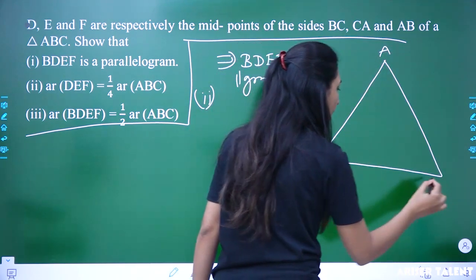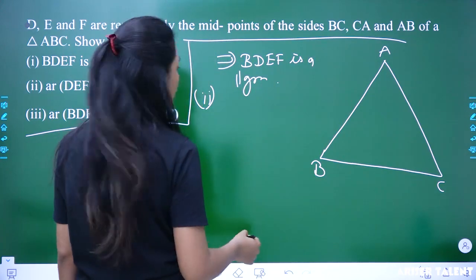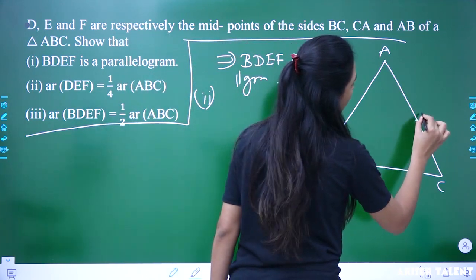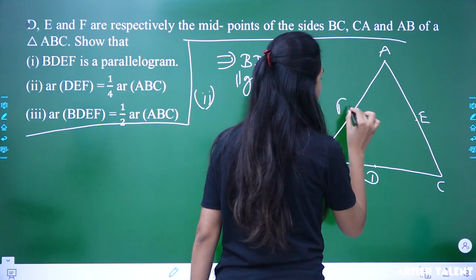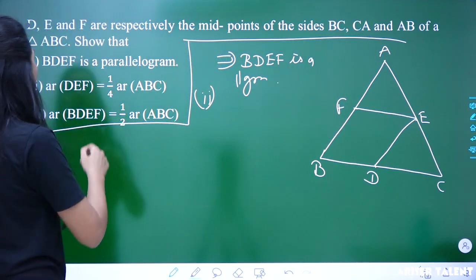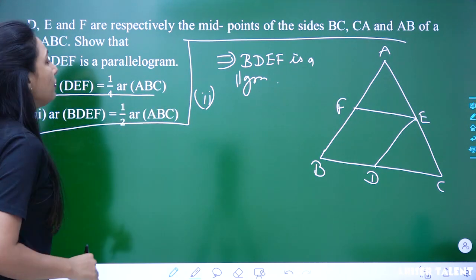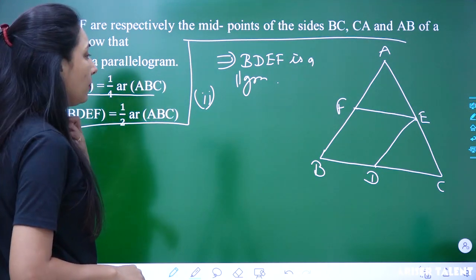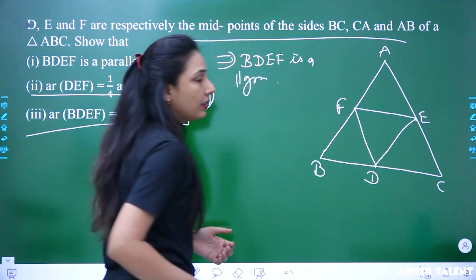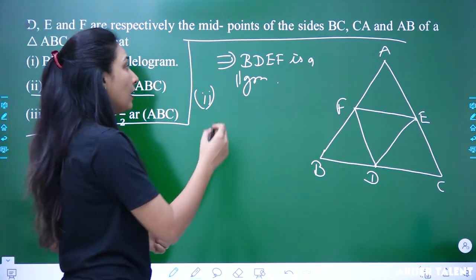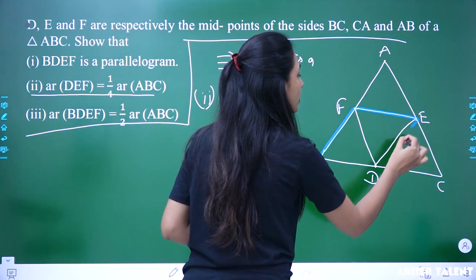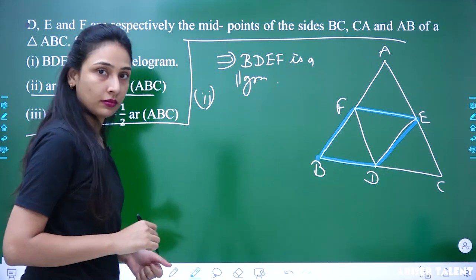Second part. A, B and C. For BC it is D here. For AC it is E here and here it is F. This was our diagram. Now, it's saying to show that area DEF is equal to 1/4 area ABC. So, there is a triangle here now. From the first, we had proved that BDEF is a parallelogram. Right?